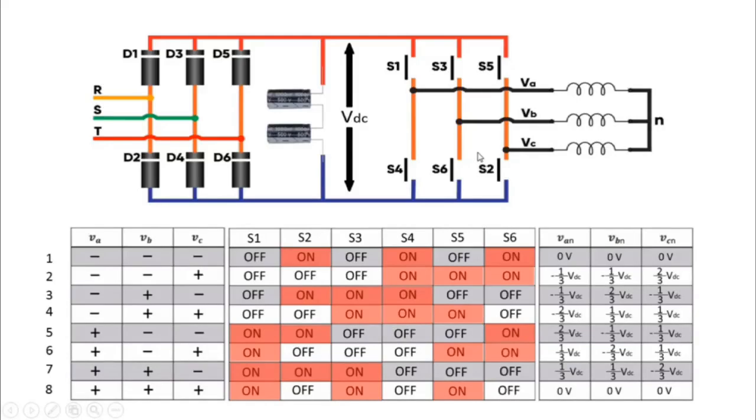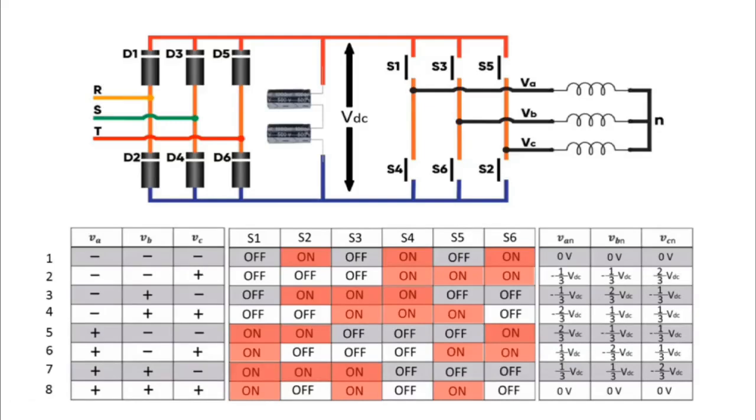So, when we say they are complementary or operate in a NOT manner, it means that when switch S1 is closed, S4 must be open, or when S1 is open, S4 must be closed. If it ever happens that both S1 and S4 are closed at the same time, our inverter will be damaged. So in practice there are 8 possible states, and you can see these 8 states in this table.